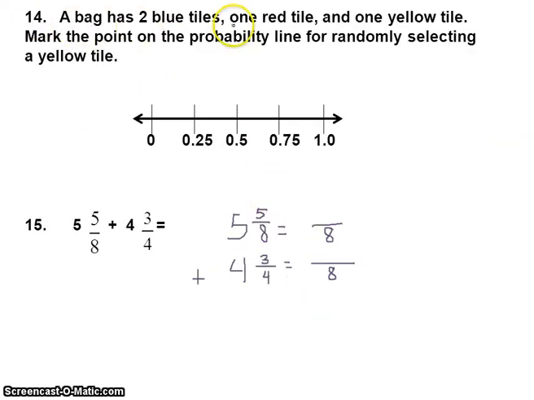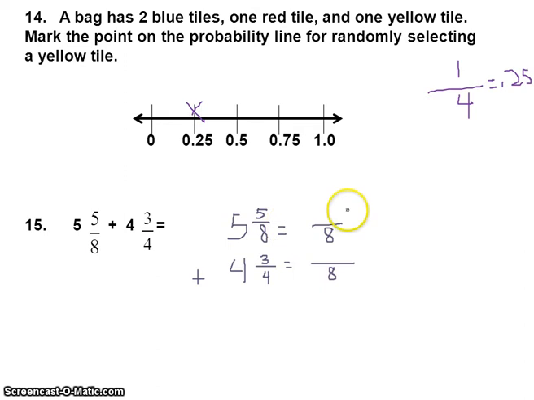A bag has two blue tiles, one red tile, and one yellow tile. Mark the point on the probability line for selecting a yellow tile. Well, there's 2, 3, 4 total outcomes, and only one is yellow. If you remember, that equals 0.25, so here's where I would mark my spot.